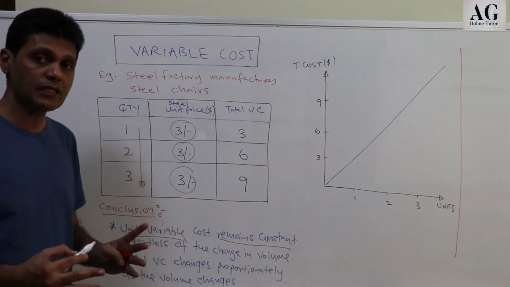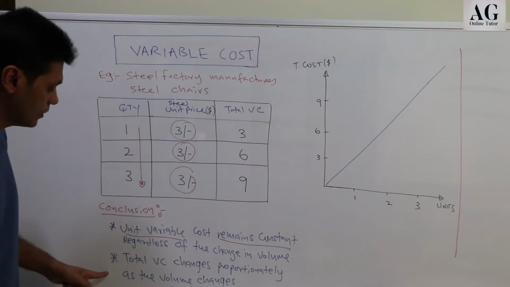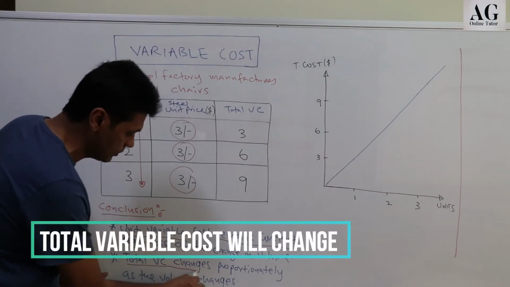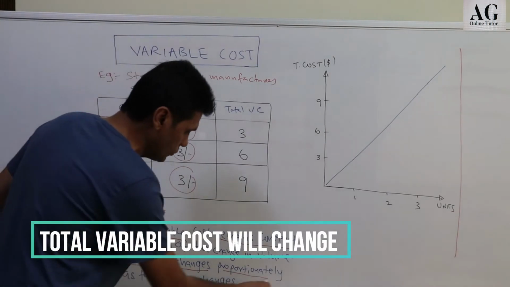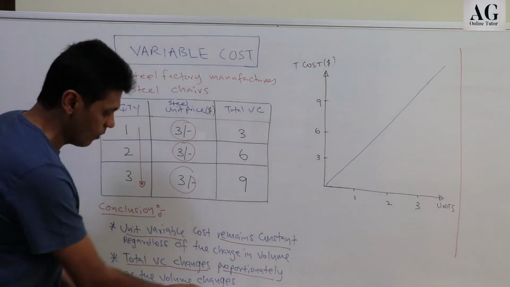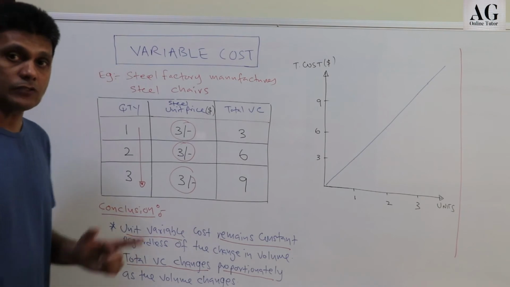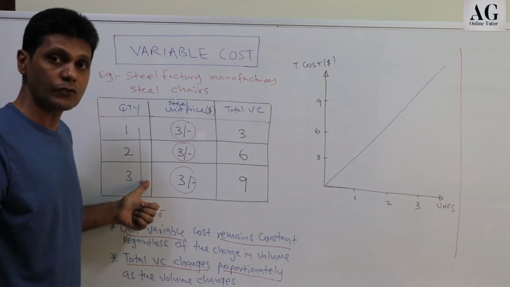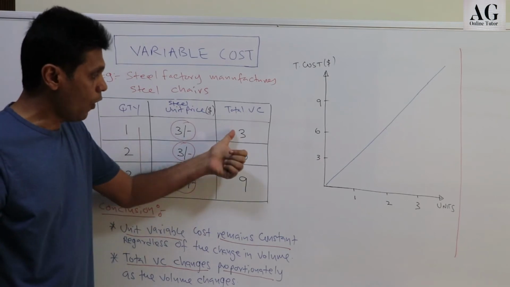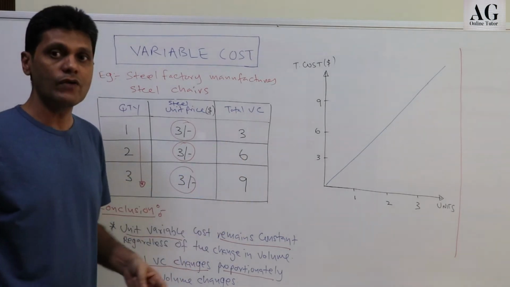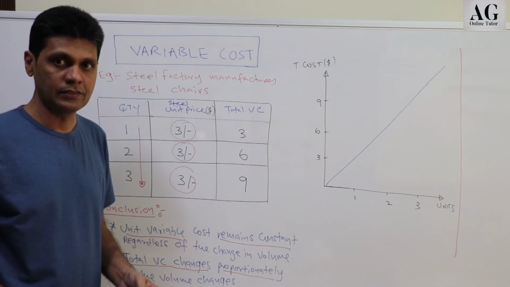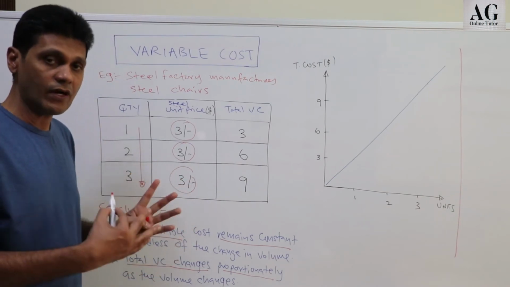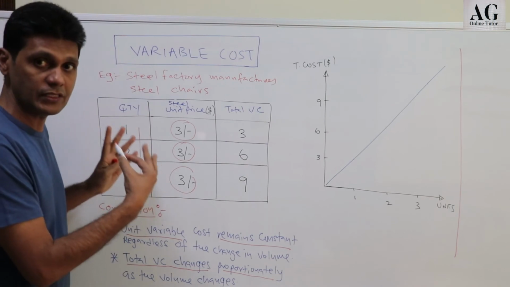What is the second conclusion? The second conclusion is the total variable cost changes proportionately as the volume changes. As you can see, when you increase the number of units, your total variable cost will increase. So this is the cost behavior as far as the variable cost is concerned.